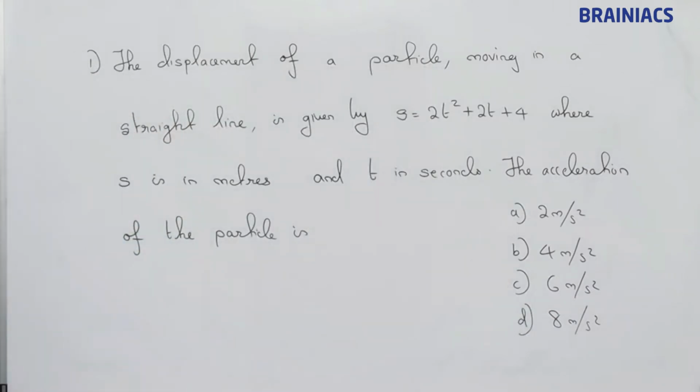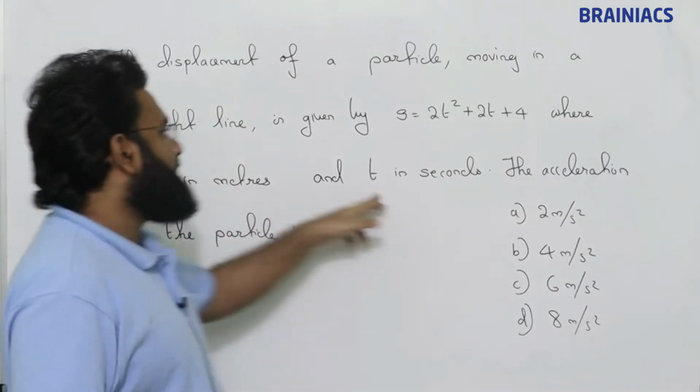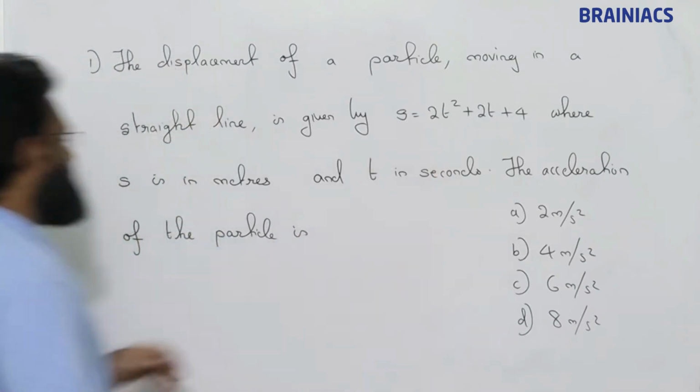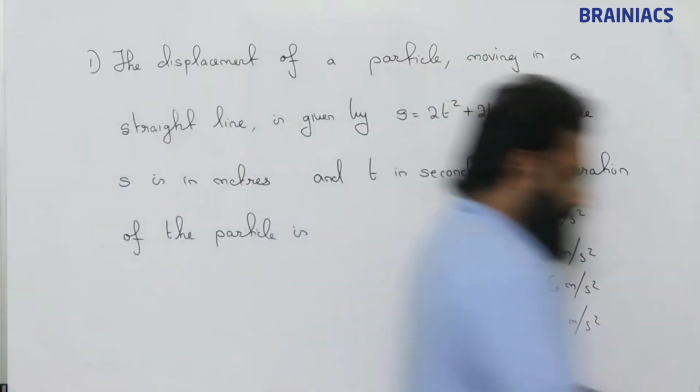The displacement of a particle moving in a straight line is given by s is equal to 2t square plus 2t plus 4, where s is in meters, that is the unit of displacement, and t in seconds. The acceleration of the particle is, clear? Question is clear?